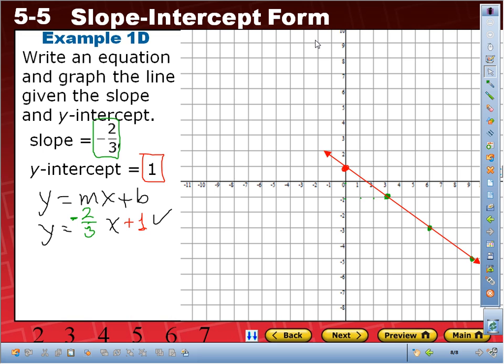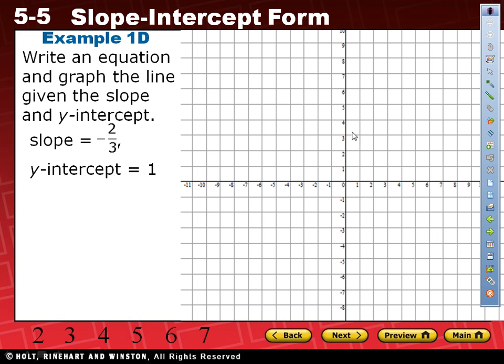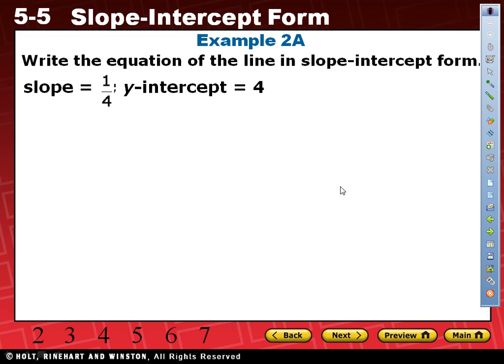All right. So now, this is when they ask you to write an equation. Do you know what to do if they ask you to write an equation? Didn't we just write an equation? Okay. Do you know what to do if they ask you to graph? Yes. All right. So now, just in case you didn't know how to write an equation, write this next problem down. Example number 2A. And write this one on your Cornell notes. This one we're not going to graph. We're just going to write an equation.